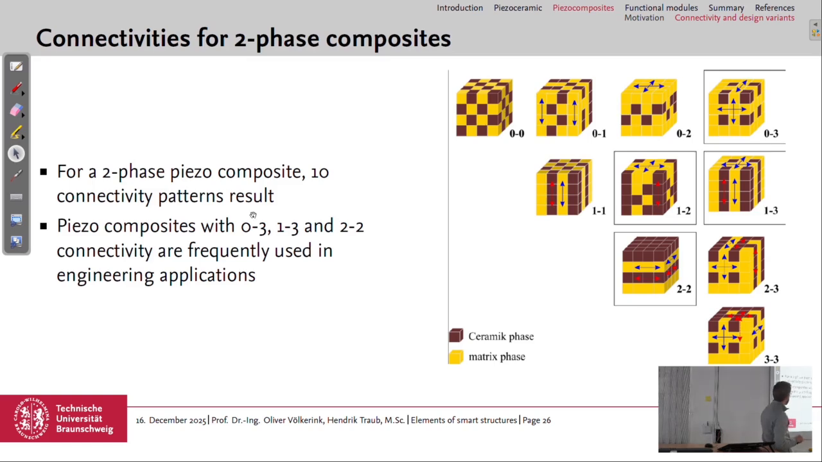And common connectivities for piezocomposites in engineering applications are 0,3, so ceramic particles in a matrix of polymer, 1,3, which would be ceramic fibers in a volume matrix, or 2,2, which is again the stack of the different films, so film of ceramic material, film of matrix, and so on.